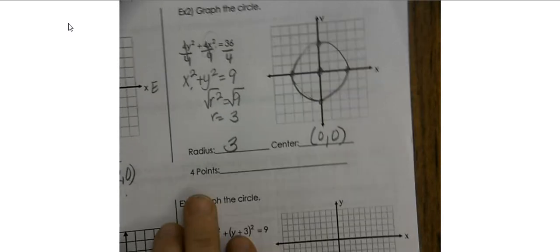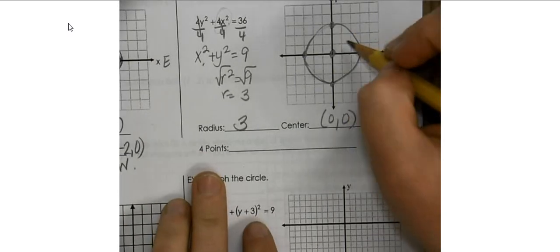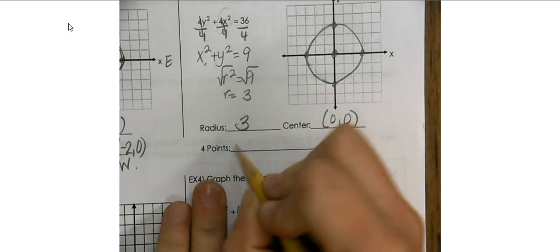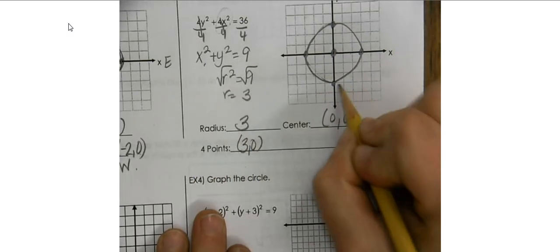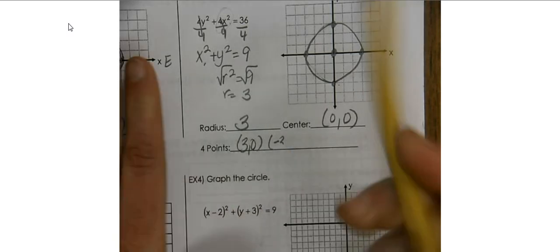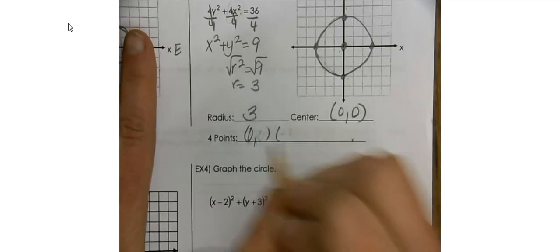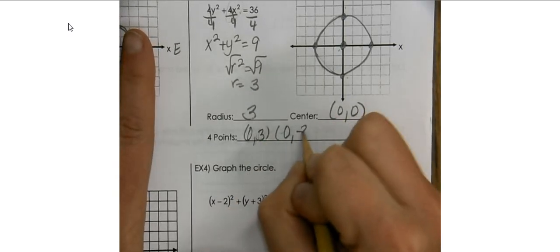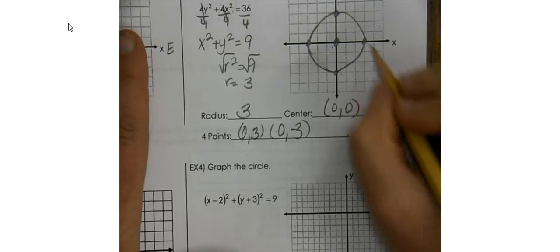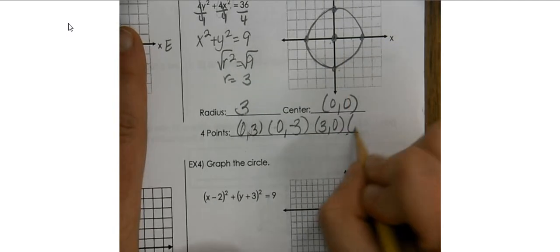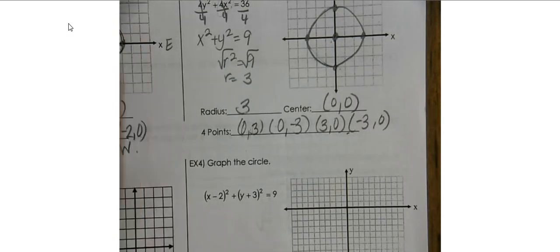So now our 4 points, I'm going to identify my north, south, east, and west points. North, I have the ordered pair 0, 3. Sorry about that. We go 0, up 3, so 0, 3. Then we have 0, negative 3 south. East is 3, 0. And west is negative 3, 0. So those are my ordered pairs, my 4 points that are on my circle.